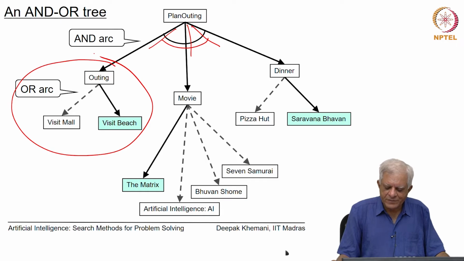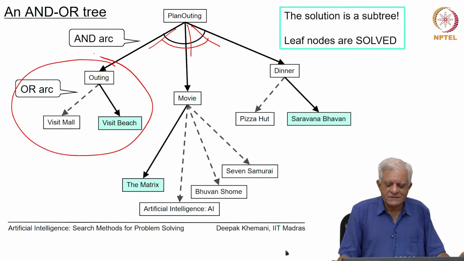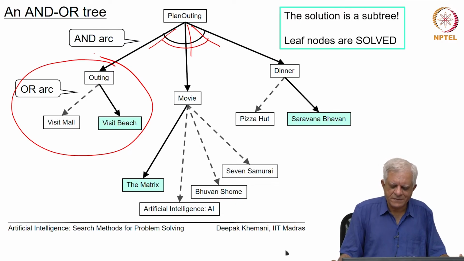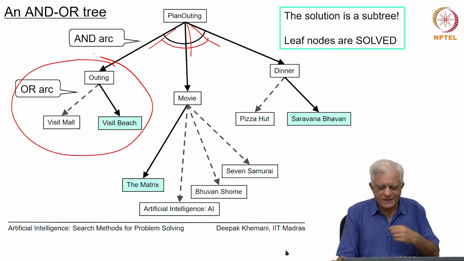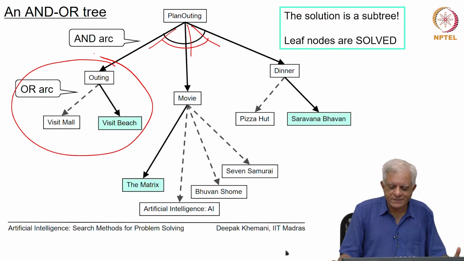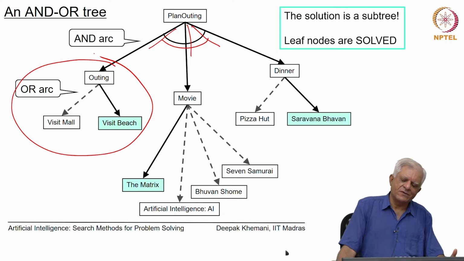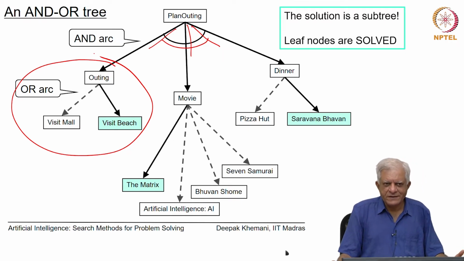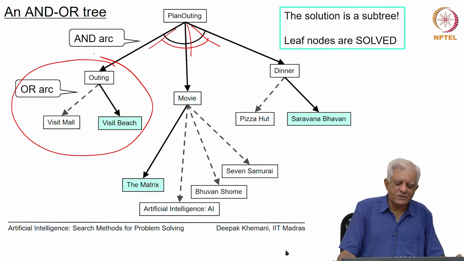Now, the important point to observe here is that the solution is a subtree, unlike in the state space approaches that we have seen, where the solution was a path from a start state to a goal state. Here the solution is a subtree. Of course, you might remember that when we looked at algorithm SSS star for playing games, there the solution was a strategy, which was also a subtree of the game tree. And you will find more similarities as we go along looking at this approach of solving problems using AND OR trees or AND OR graphs essentially.